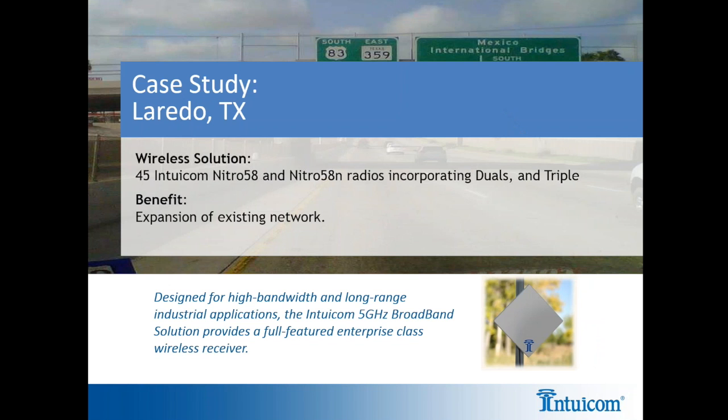Just to mention some of the recent deployments in Texas, we have Laredo. They expanded their existing network using 45 Intuicom Nitro 58 and Nitro 58N to create the backhaul back to the TNC, using different formats like the duals and triple radios.